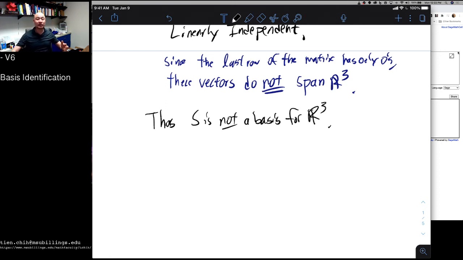And remember, you could have done either one or the other. You don't have to point out both of these things to show that something's not a basis, but we did so for completeness' sake and just to see how you would do so in one case or the other.